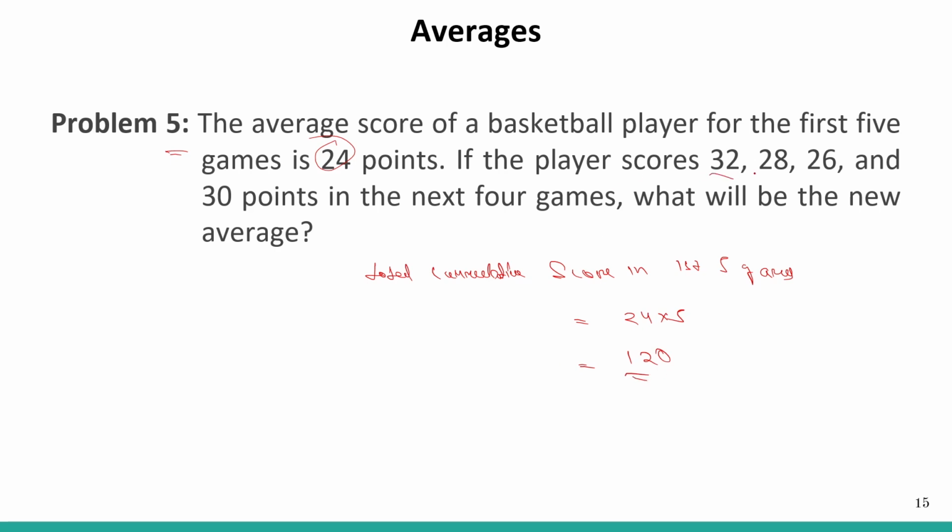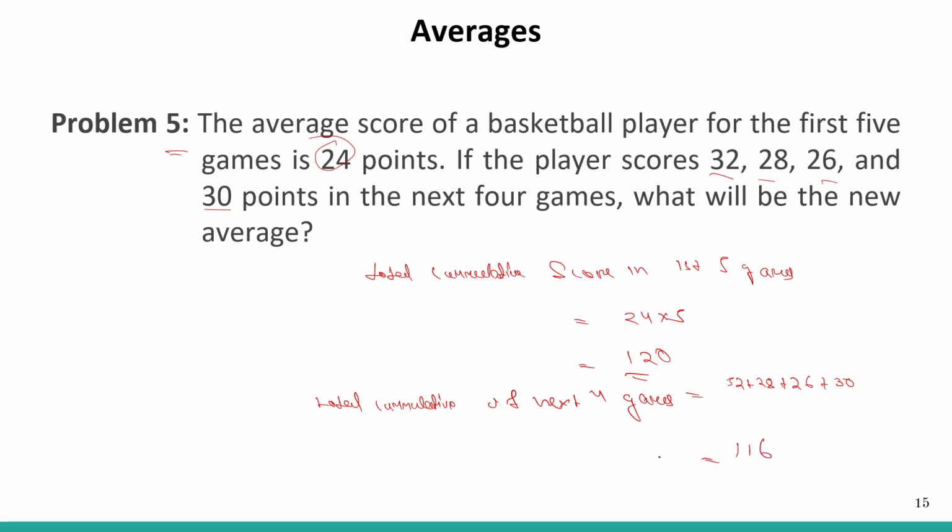If the player scores 32, 28, 26 and 30 points in the next 4 games, the total cumulative of the next 4 games is just their addition. So 32 plus 28 is 60, 90, 116. So 116 is the total cumulative.